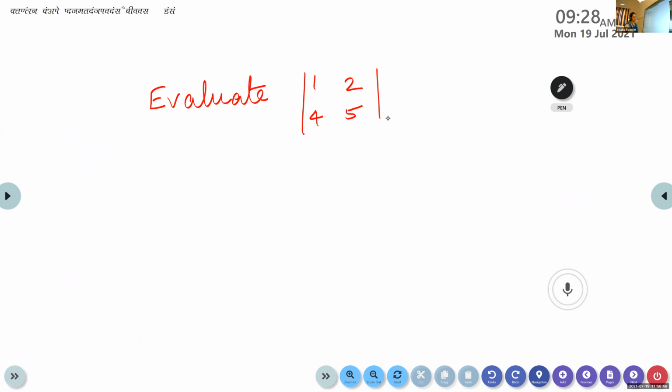What is the answer, children? How to do this? We multiply these two minus this, isn't it? So what is the answer, Tomlin? Ma'am, -3. Yes, the answer is -3, isn't it? 5 minus 8, it is correct.